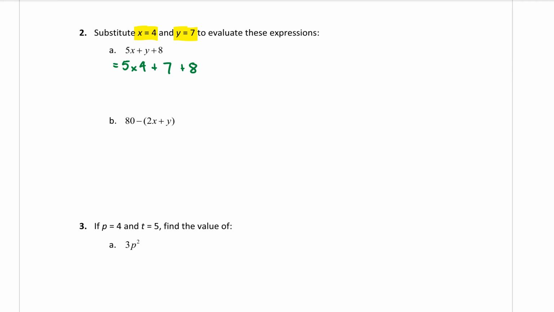Now we want to do our calculating. So given what we're given there, we want to do the multiplication first. This part, 5 times 4. So 5 times 4 is 20. Write the other numbers down. And then they're all additions now, so we can add those together. So we go 20 plus 7 plus the 8. Okay, so we get 35. All right, next one.